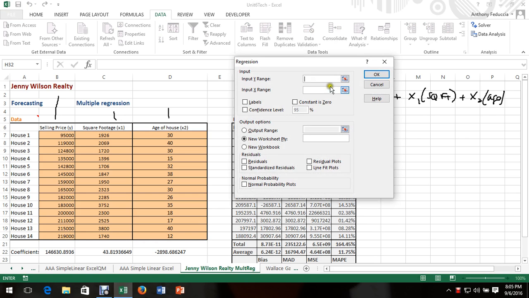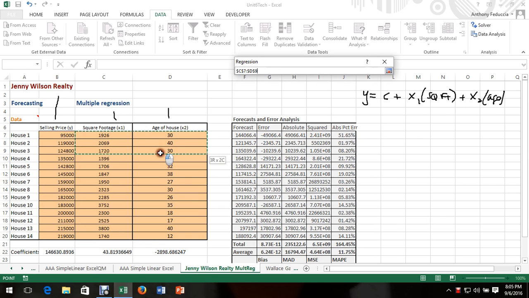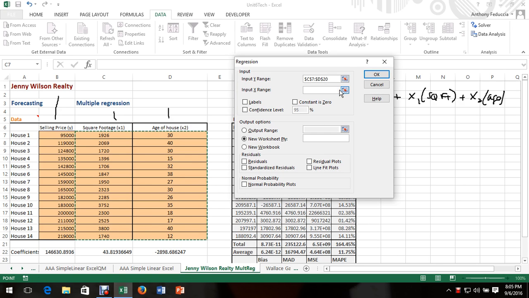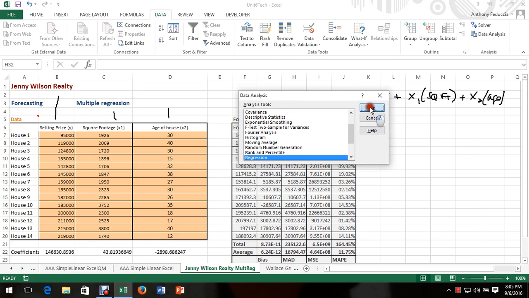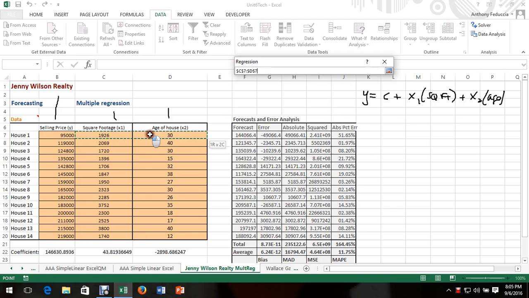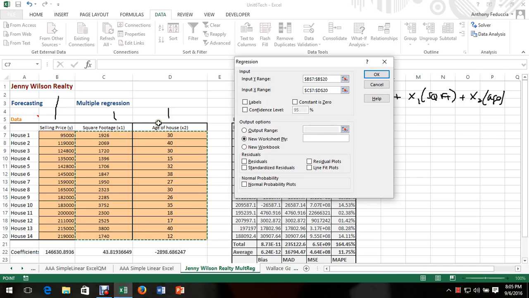Now it wants to know what is the Y range. Well, again, what we want to know is the selling price. And then it wants the X range. Well, now we have two X's. So what we do in this case is left click and hold all of them. Oh, wait a minute. Let me cancel that. Let's start again. I may have done something wrong. Let's do the Y's again. Okay, now let's click on that, and let's do both of them. Okay, now we're all set.